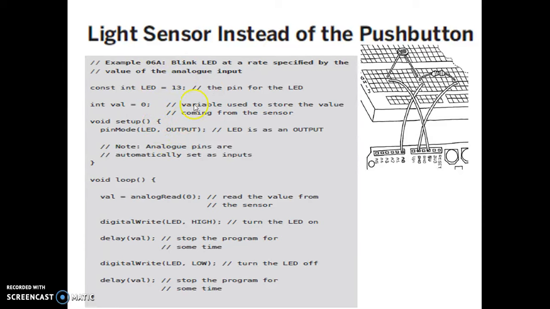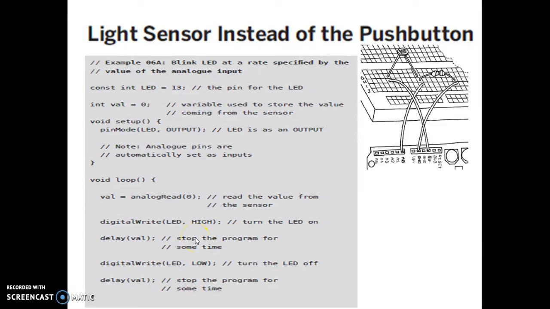You can see we are reading the LDR output through A0, and that value will be assigned to val, which will change the delay of the LED going high and low. If this voltage is more, then it will be on for a longer time and off for a longer time. So both on and off time depend on the value being read here. Suppose the value is low, then it will be blinking fast. If the value is high in the analog, the blinking rate will be very slow.